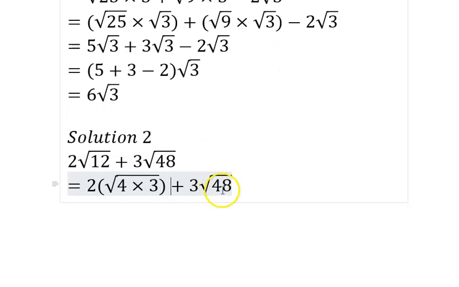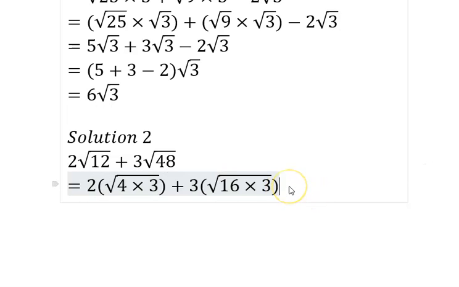Beautiful. Now that is that for this. And for this, we can say for 48, 16 times 3 will actually give us 48. So we can say 16 times 3 will give us what? 48. So we've been able to split this 4 times 3. We've been able to split this 16 times 3. Beautiful.